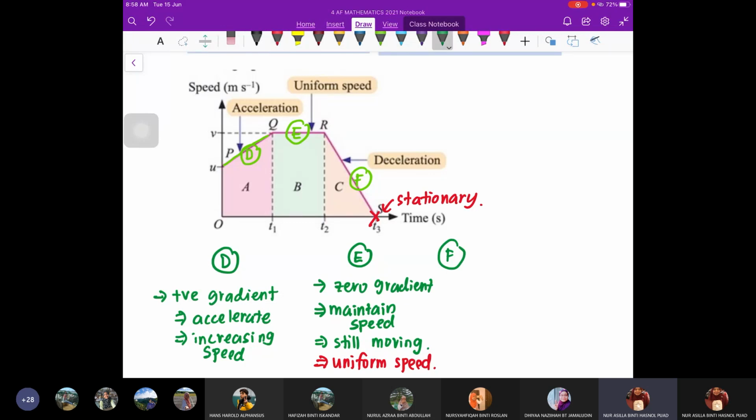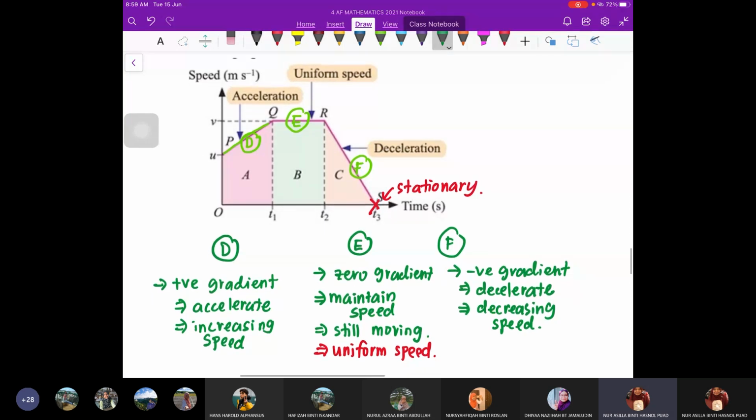Okay. So pergi kepada F. So kat sini kita ada negative gradient. So kata nama lain dia adalah deceleration ataupun dia tengah decelerate and decreasing speed. Okay. So itu pasal speed time graph. So speed time graph is a bit simpler than distance time graph lah. Tapi dia tak bagi banyak sangat benda.